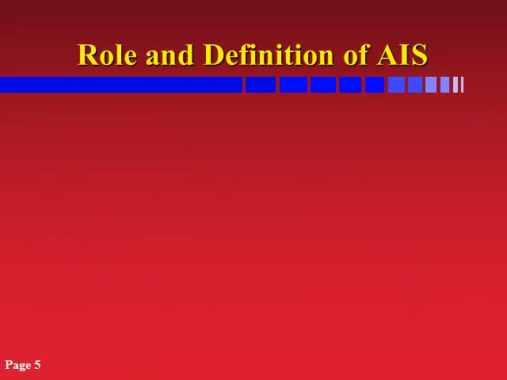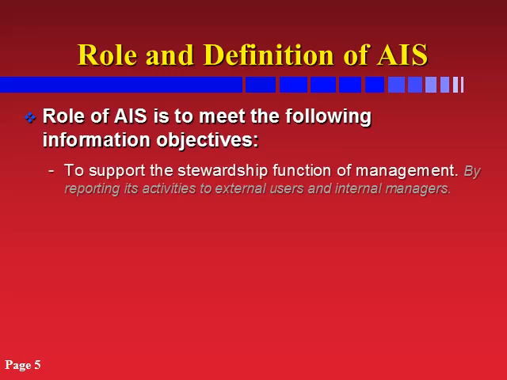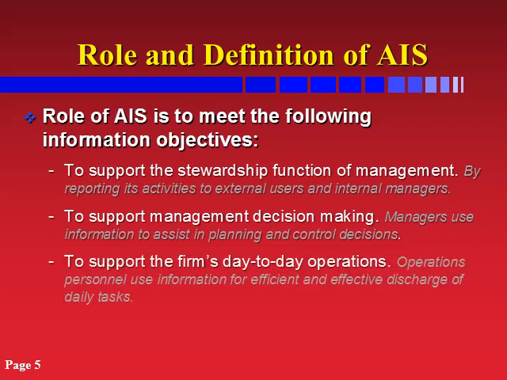Hence, in summary, the role of AIS is to meet the following information objectives. Firstly, it is to support the stewardship function of management by reporting its activities to external users and internal managers. It is also to support management decision-making, where managers can use such information to assist in planning and control decisions. And lastly, it is used to support the firm's day-to-day operations, where operations personnel use information for efficient and effective discharge of daily tasks.